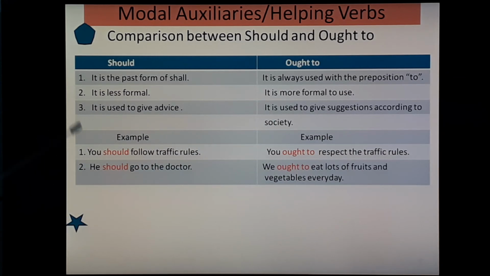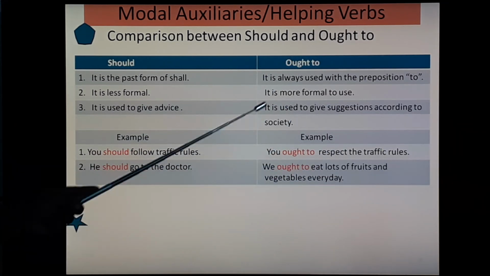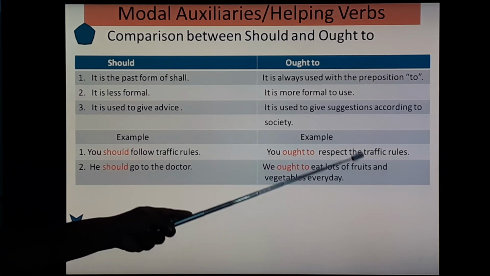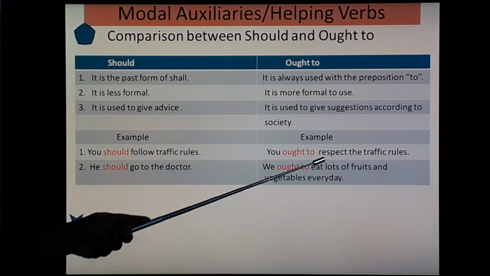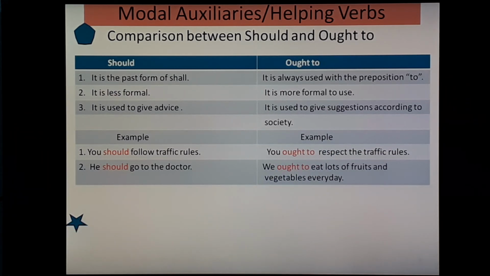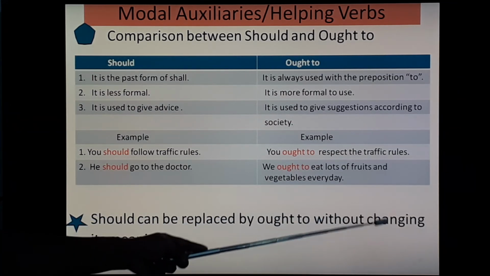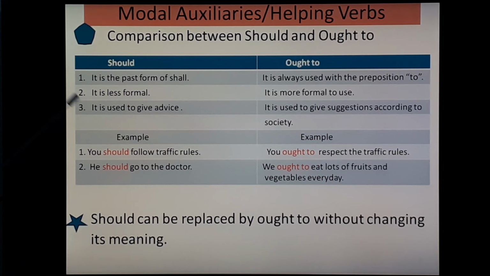For example, you should follow traffic rules. So, advice. He should go to the doctor. Advice. Whereas here, you ought to respect the traffic rules. We ought to eat lots of fruits and vegetables every day. So all these are suggestions. Should can be replaced by ought to without changing its meaning. So you can use both, should instead of ought to and ought to instead of should.